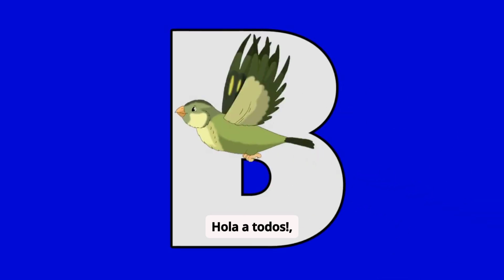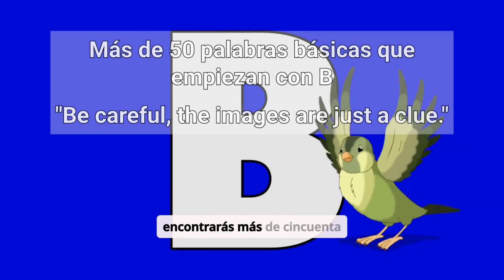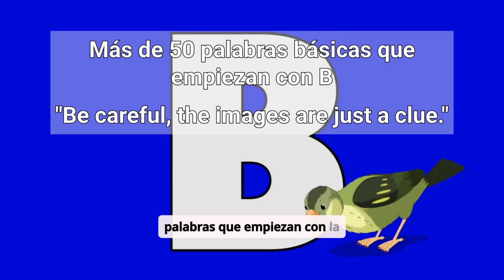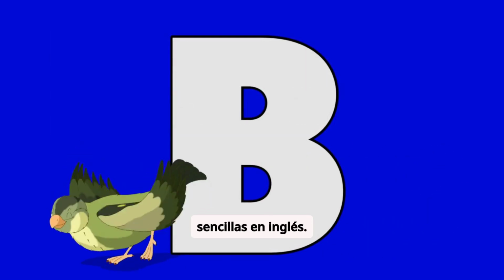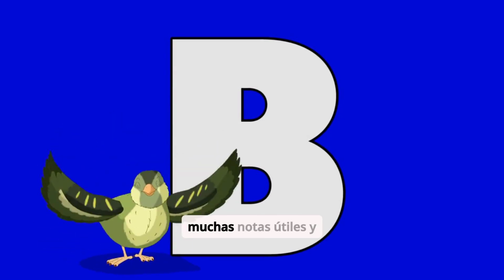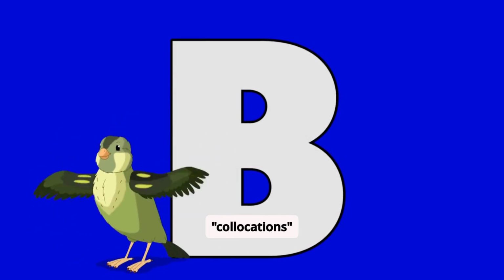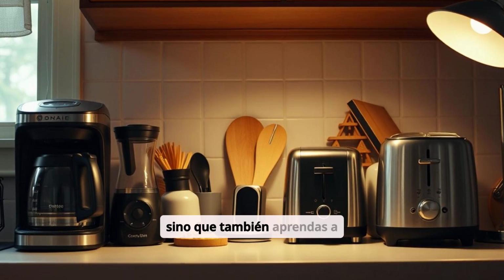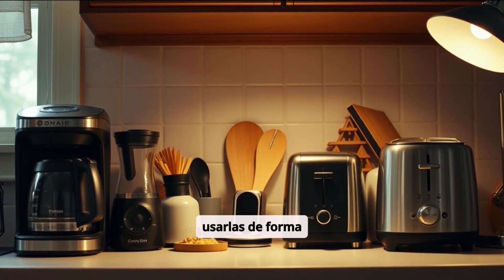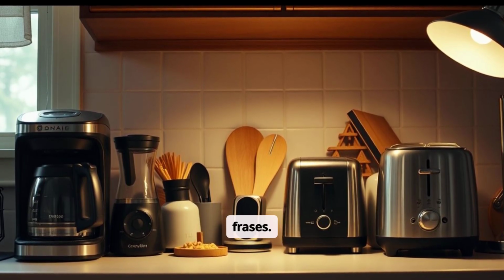Hola a todos. En este vídeo encontrarás más de 50 palabras que empiezan con la letra B, todas con definiciones muy sencillas en inglés. Además, añadí muchas notas útiles y collocations habituales para que no solo memorices las palabras, sino que también aprendas a usarlas de forma natural y fluida en tus propias frases.